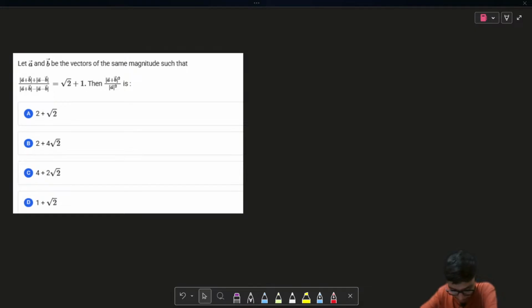Sir, are scalar and vector products in the syllabus? Yes, it is in the syllabus. So please try to understand and solve questions regarding it.